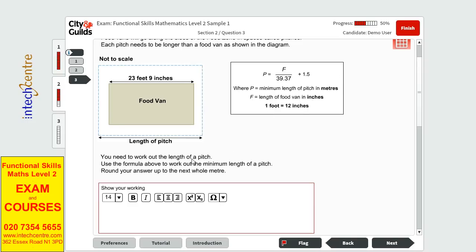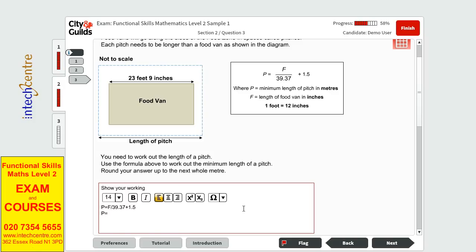We need to work out the length of a pitch. We have to use the formula, as I said, to work out the minimum length of a pitch. We also have to round your answer up to the next whole meter. So let's copy the formula. And we have F divided by 39.37 plus 1.5. Now we have to replace the letters with numbers.